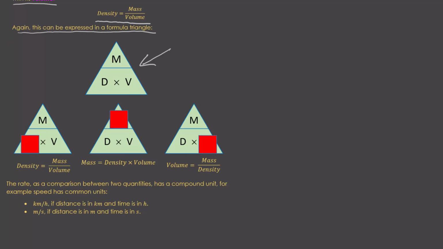Density is in the bottom left. That is the rate. Density is measured in units, such as grams per centimetre cube. And so it's a comparison of quantities of different types, in this case mass and volume. Since it's mass divided by volume, we can see that mass goes in the top and volume goes bottom right.